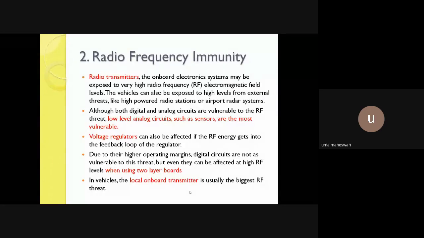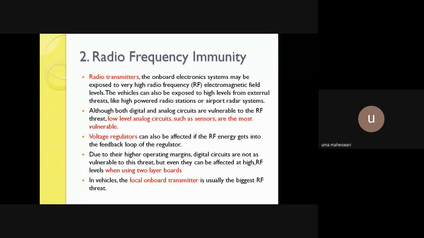So the second is radio frequency immunity. Here the radio transmitters produce radio signals. For example, airport radar systems emit radio signals for controlling the aircraft. So if we switch on electronic gadgets at landing or take-off times, there will be confusion between the signals, and accidents can happen because of this. So we need to have perfect immunity for this.